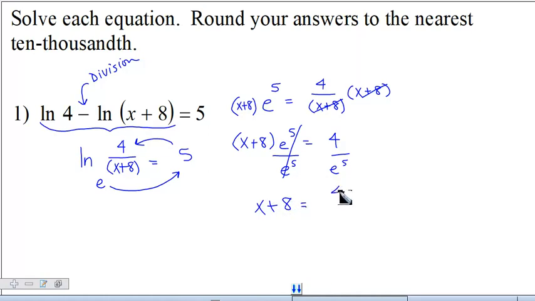My final step is to get x completely by itself, and I'll do this by subtracting 8 on both sides. Now, my instructions tell me that I'm going to round my answer to the nearest 10,000th, or 4 decimal places. I can use my calculator to do this. Let me pull up my calculator and let's talk about some of the ways to set up your calculator in order to do rounding.